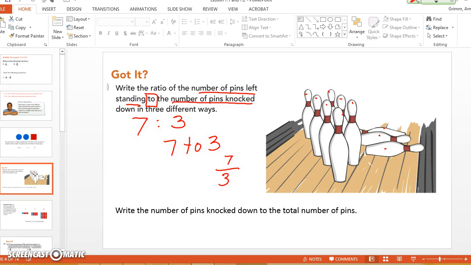Yes? Why would you write it in the fraction way? That's like a division problem. It's just another way to write it. It's another way to show that it's 7 to 3. It really means the same thing.